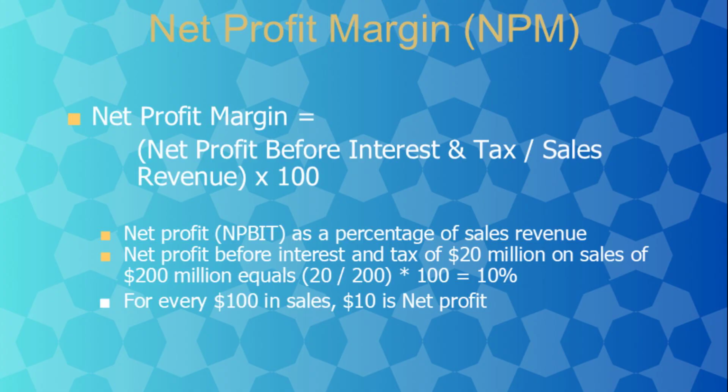Net profit margin is calculated by dividing net profit before interest and tax by sales revenue and multiplying by 100. For instance, a net profit of $20 million on $200 million in sales results in a 10% margin, indicating the profitability after accounting for expenses.